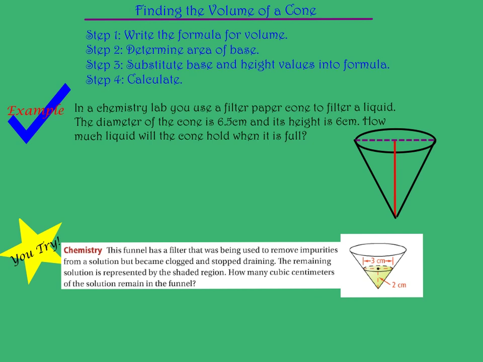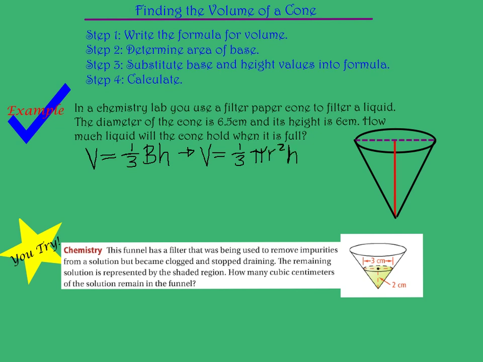Alright, well our steps are above, and step 1 says, write the formula for volume. So volume is equal to 1/3 area of the base times the height of the cone. Step 2 says, determine area of base. Well, our base is circular, and the area of a circle is found by the formula pi r squared. So I'm going to replace B with pi r squared. So volume is equal to 1/3 pi r squared times height.